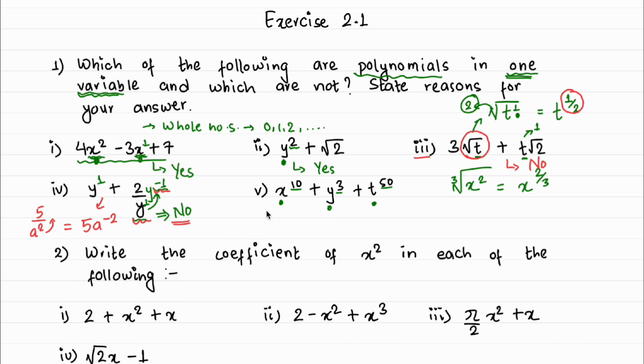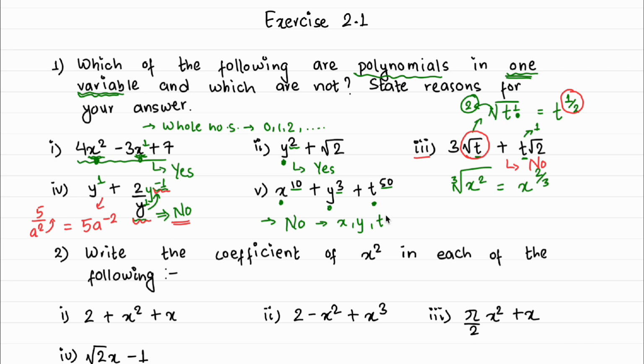So our answer for our fifth question is going to be no, it is not a polynomial in one variable because there are three variables, okay? So we have x, y, and t. We have three variables, so it is not a polynomial in one variable.